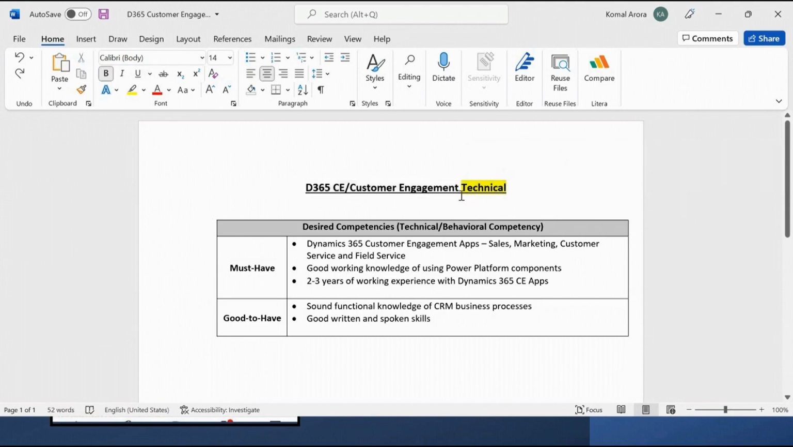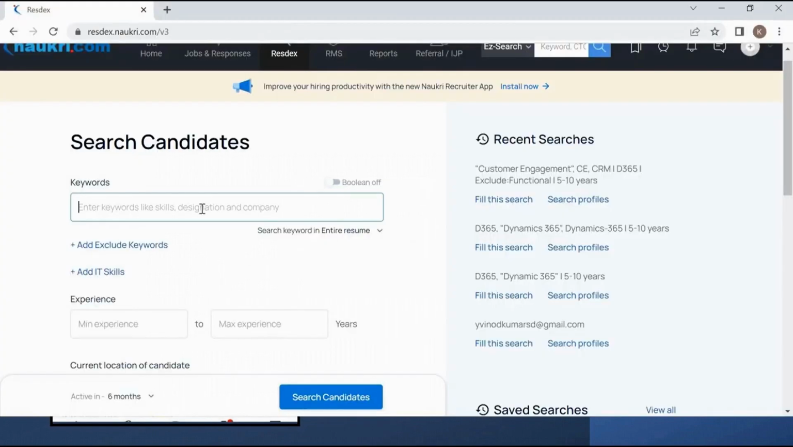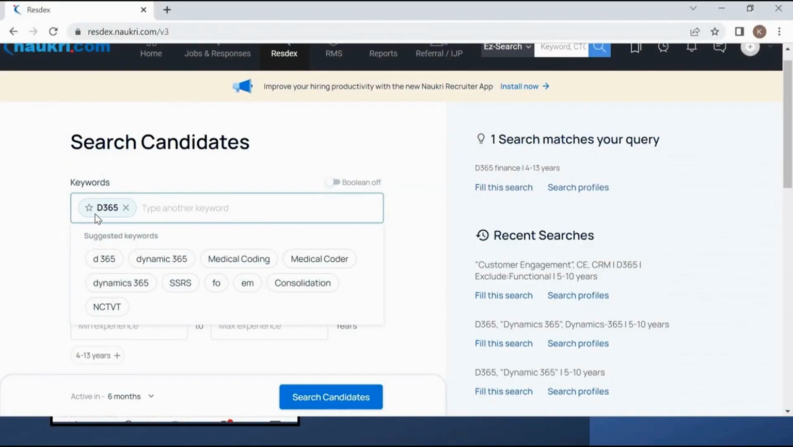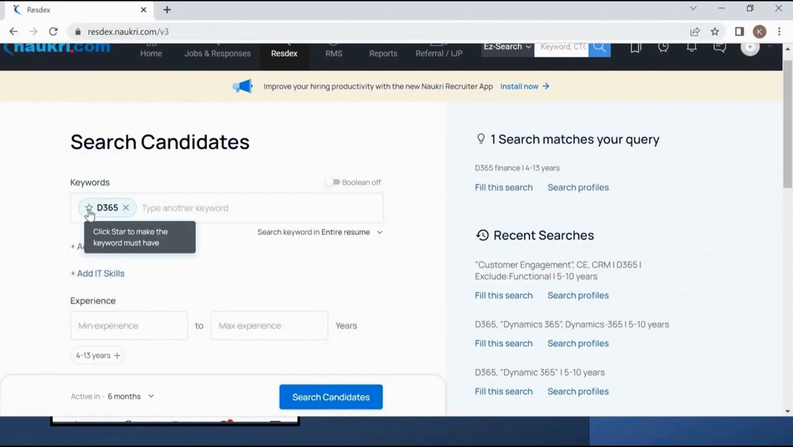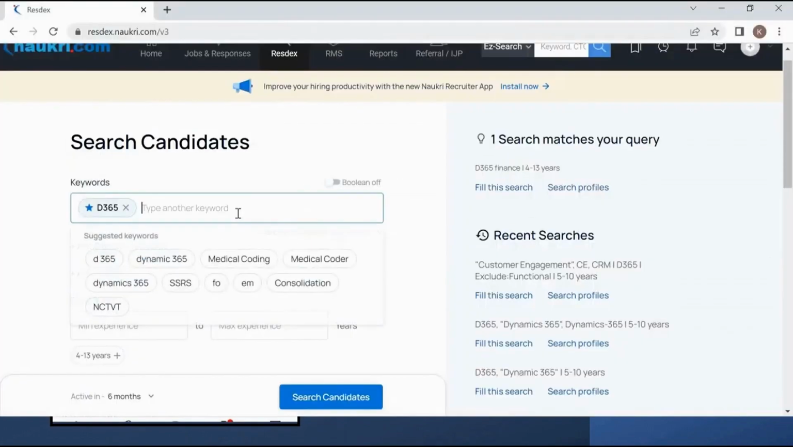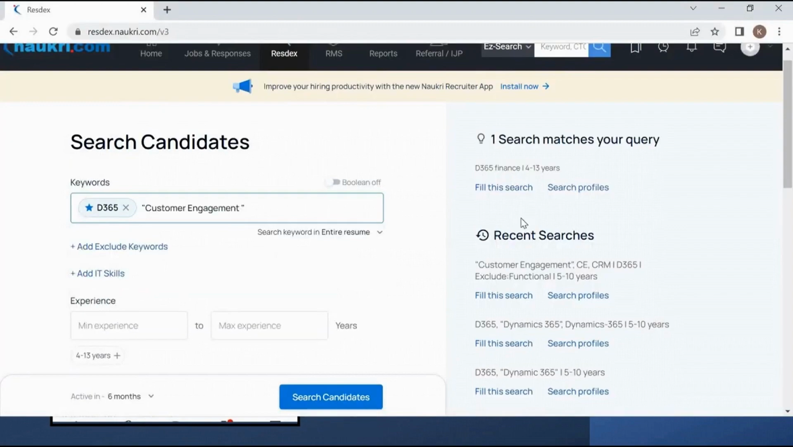Now let's put in the searching. First is D365. I have mentioned D365. Next is customer engagement. Friends, whatever the words are mandatory, just click on this star button. While clicking on this star button, you will find every resume in which D365 is mentioned. So whatever the words are mandatory, just click on this star button. Next, we have to find this customer engagement. I'm just going to copy this customer engagement and put it in this column, in this row.